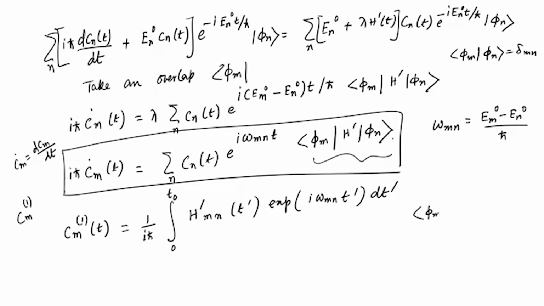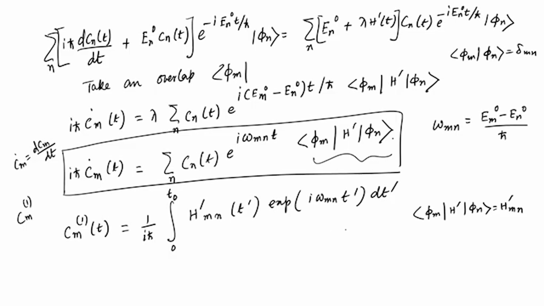So, you have ⟨φ_m|H'|φ_n⟩, which is nothing but equal to H'_mn. So, that is a matrix element between these eigenstates m and n. This exponential term was always there, and what you have done is that you have integrated this equation in order to find C_m, and as I said, we have intentionally brought in this superscript (1) within brackets just to make sure that we are doing a first order perturbation theory.